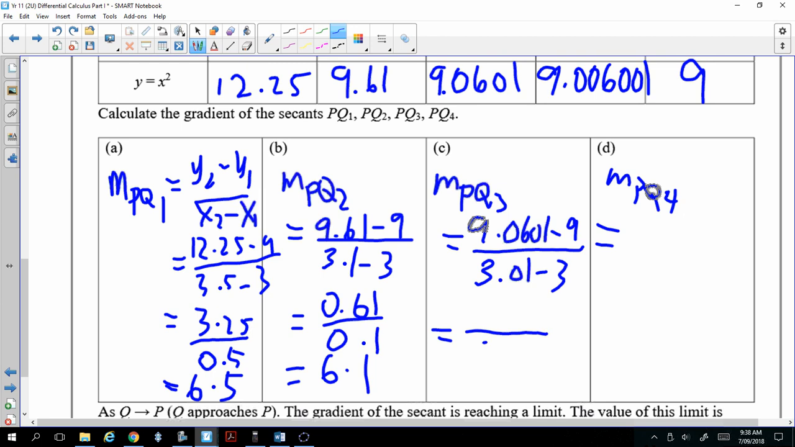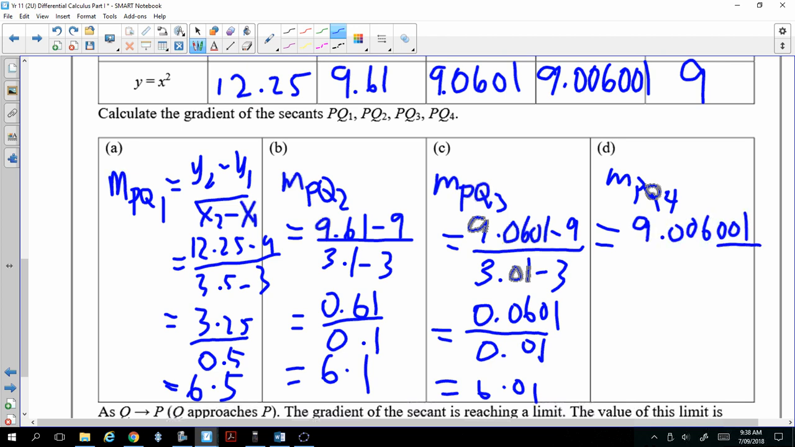I can do it without a calculator because when you divide by 0.01, it ends up moving the decimal point 2 places to the right. And then we'll keep going, 9.006001 minus 9 over 3.001 minus 3. We get 0.001 at the bottom. Top is, oh sorry, forgot to minus 9, 0.006001. That will be 6.001. So now you see a pattern.